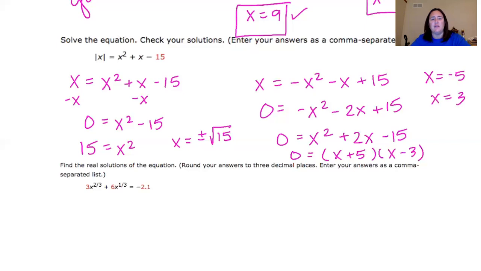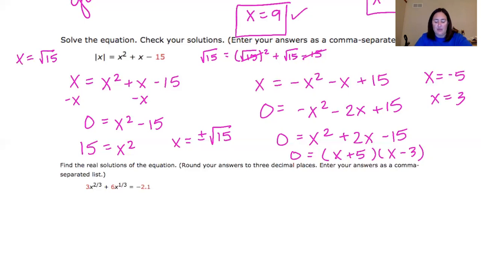Now, in this case, we really have to be careful. We do have to check our solutions. So if we plug in, let's start with positive square root of 15. So in that case, we would have the absolute value of the square root of 15, which is going to give me the square root of 15. On the other side, we'd have square root of 15 squared plus the square root of 15 minus 15. In this case, square root of 15 squared is 15. 15 and a negative 15 will cancel, and then that part works. So one solution that we do have that works is the square root of 15.